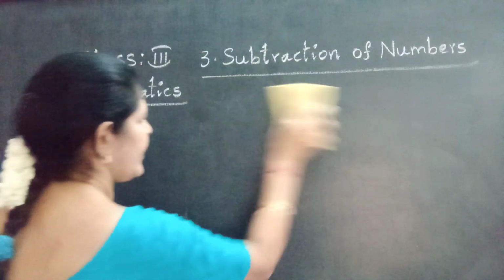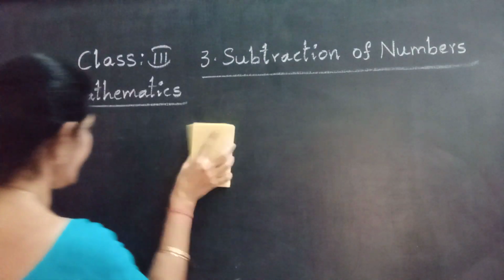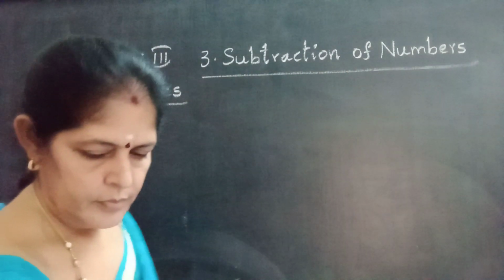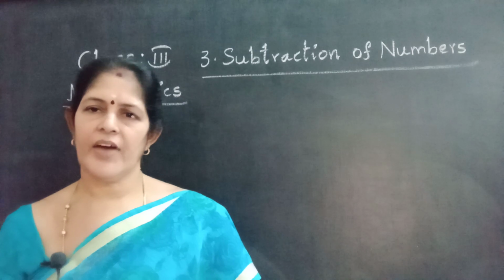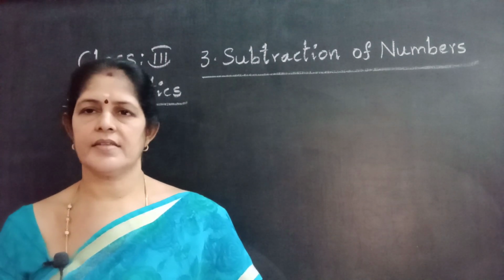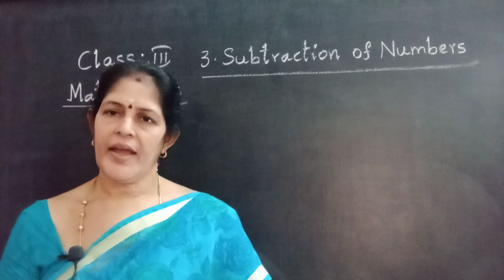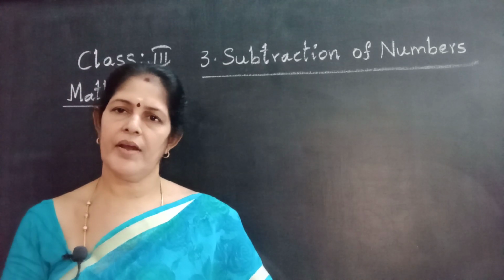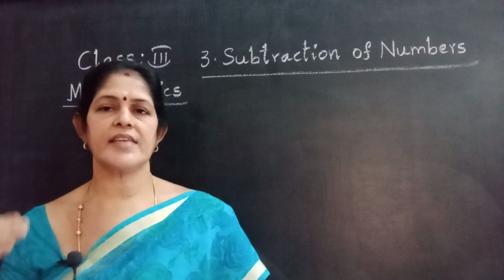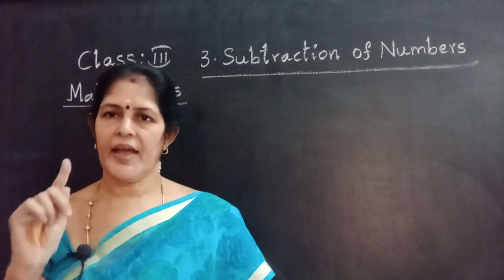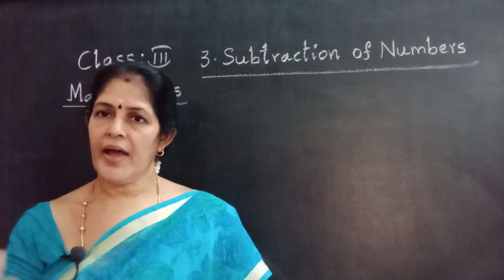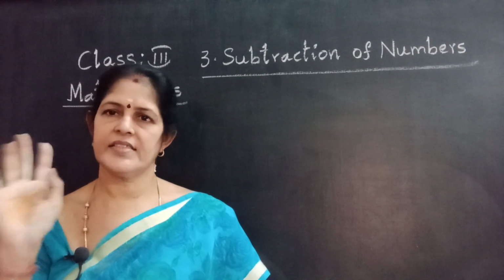Okay. Once again, subtraction: we take away a small number from the big number. Minus is the symbol for subtraction. The result of subtraction is the difference. Number minus 0, the difference is the same number. Number minus 1 is the number before the given number. Number minus itself, the difference is 0.